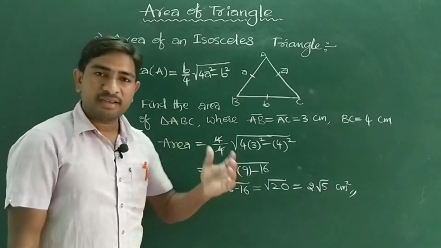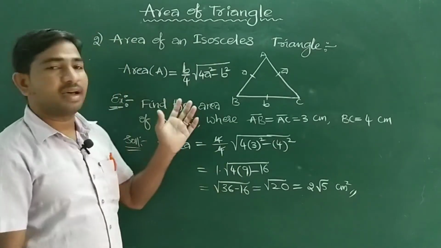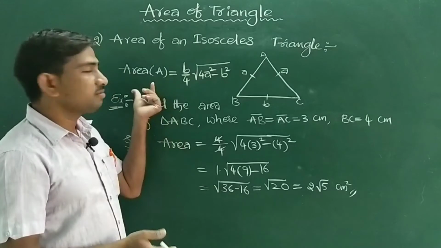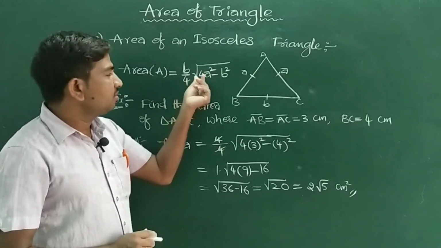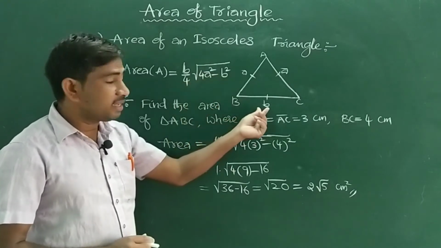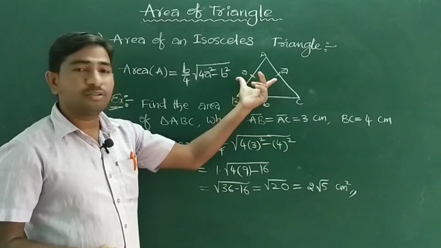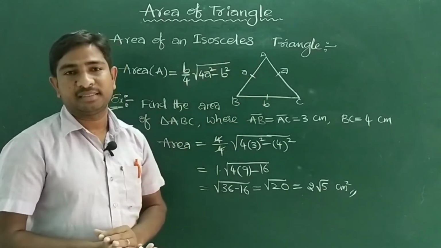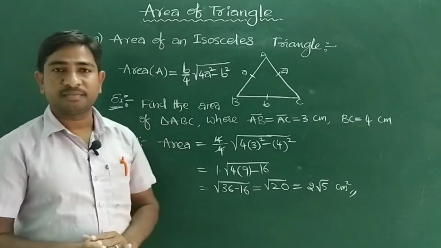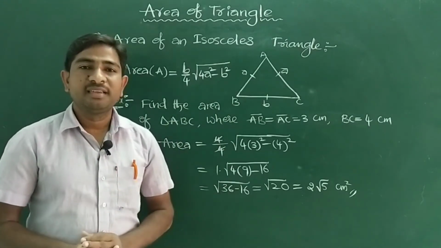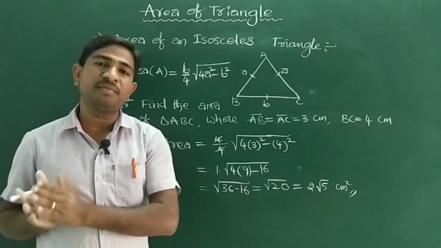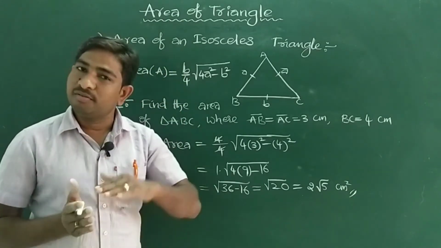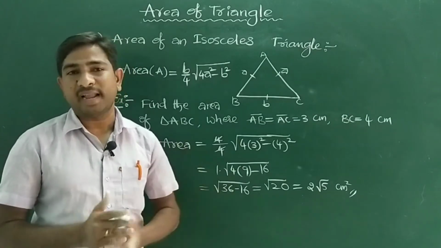So this is the method to find the area of the isosceles triangle. The formula is area of isosceles triangle equals b by 4 under root 4a square minus b square. b is the different side, and a are the equal sides. So this is the second one. Now the final one is the area of a scalene triangle, the most important formula, which we can apply for any triangle also.